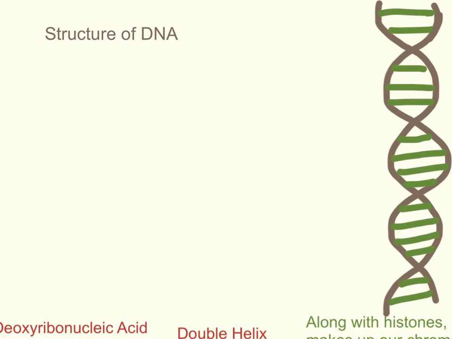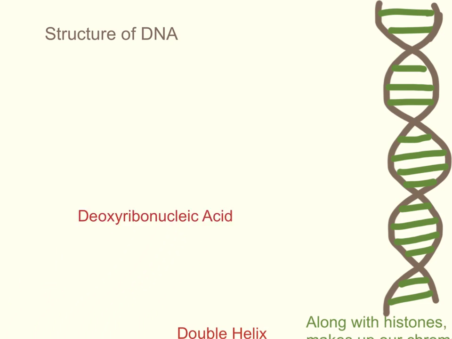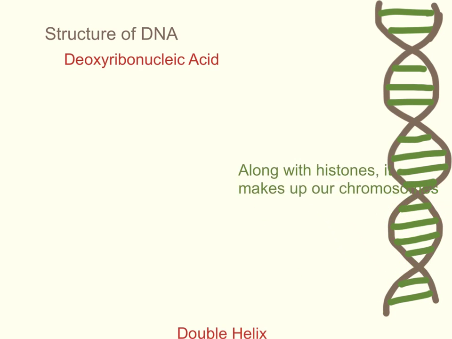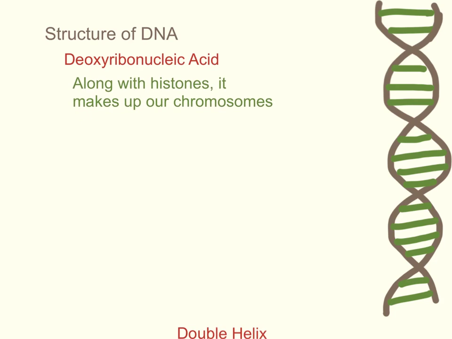Today we are going to take a closer look at one of our major biological macromolecules, a macromolecule that we've talked about in previous units such as biochemistry, and we call this the structure of DNA. You've probably heard about DNA, and if you're not sure, DNA stands for deoxyribonucleic acid. Deoxyribonucleic acid, along with the histone proteins, makes up our chromosomes. These chromosomes are very important because they code for the proteins in our bodies.